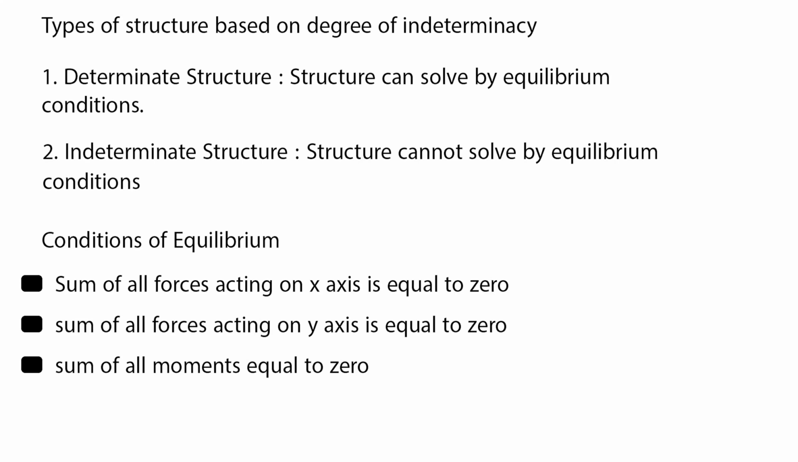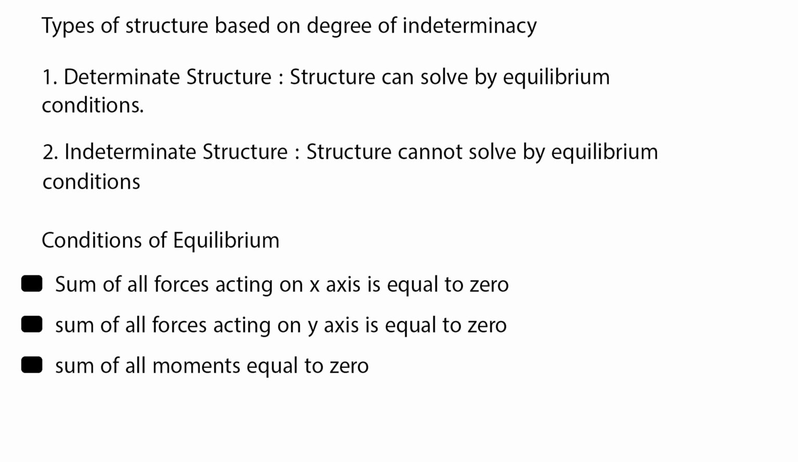In this video, we are going to learn the types of structure on the basis of degree of indeterminacy. So we will learn in detail what the degree of indeterminacy is and what the types of structure based on the degree of indeterminacy are. There are two types of structure. First is determinate, second is indeterminate.